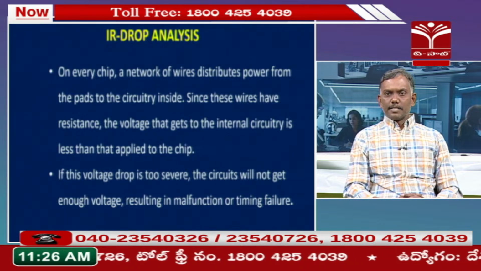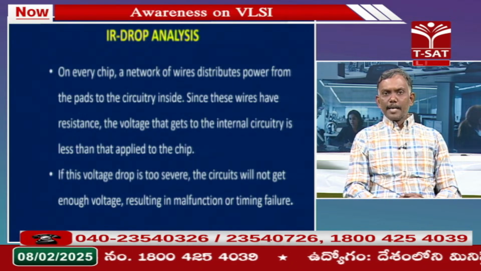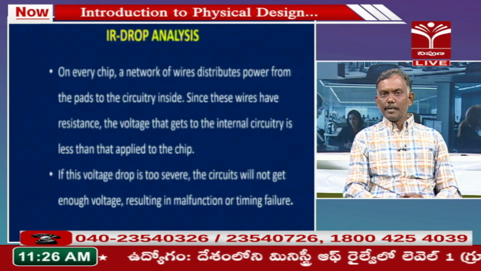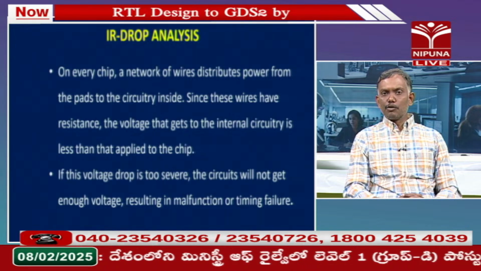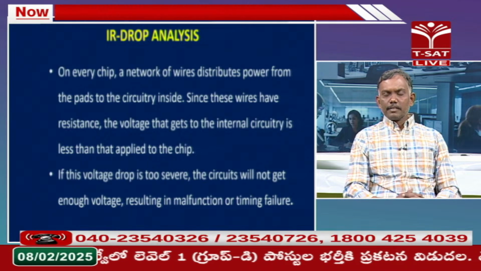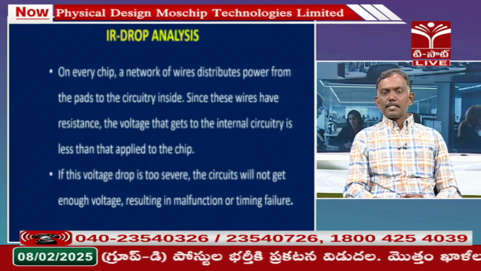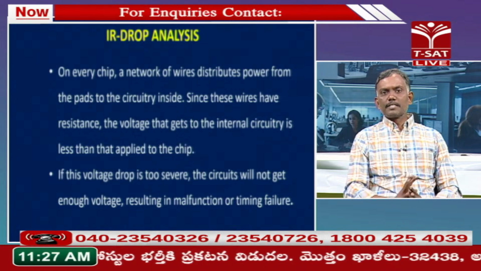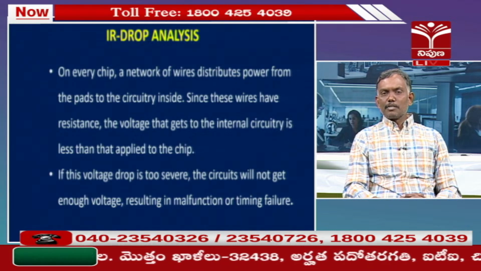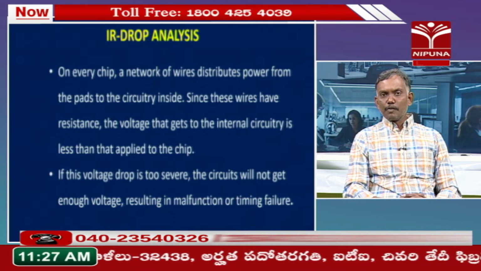Then IR drop analysis. We are giving supply at the power pads. That power pad supply goes to the standard cells, IPs, or any component in your design in the core area through metal layers. That metal layer has some finite resistance. Because of this resistance and the current flowing through these metals, since the standard cells, IPs, or SRAMs all draw current, the current flows through these metals. Current I and resistance of the metal R. This is called IR drop, voltage drop.